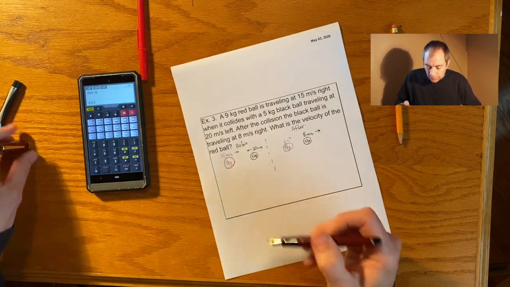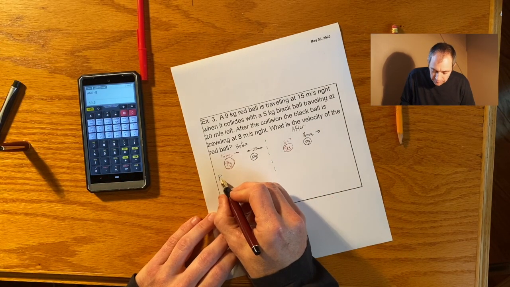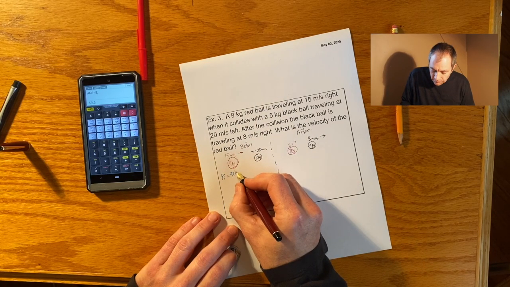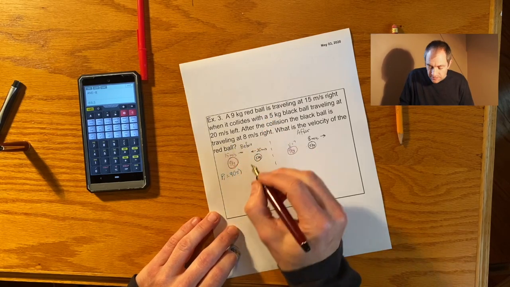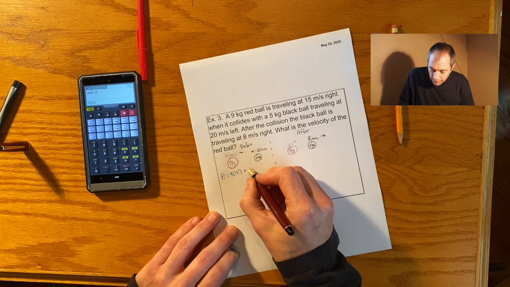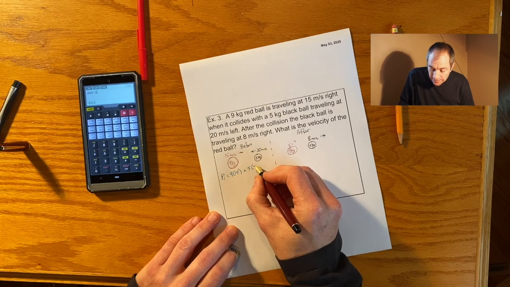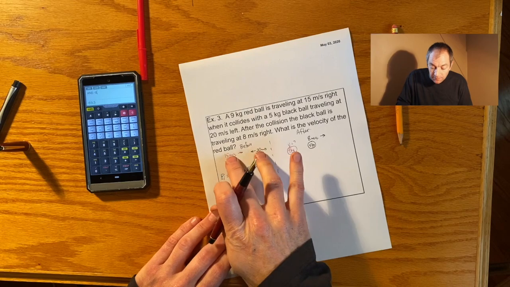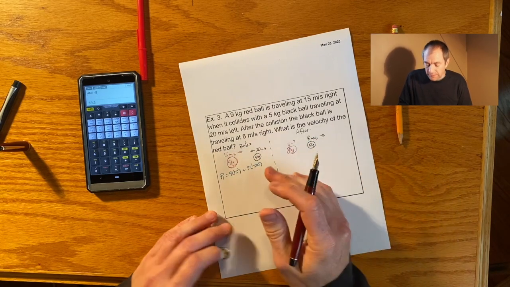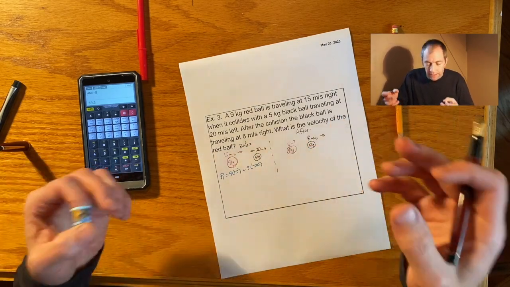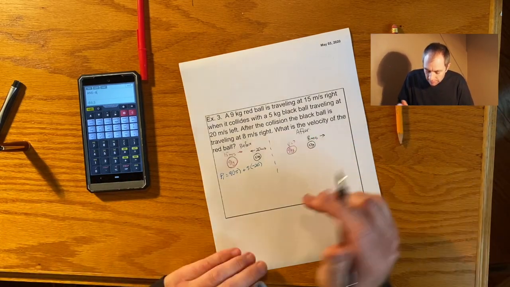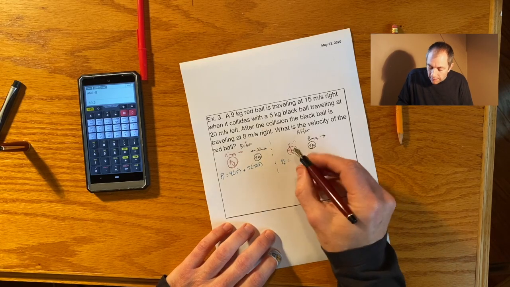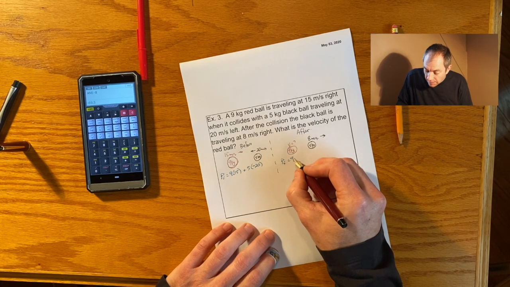So P initial, we've got m times v, and this is important. This is where the mistakes are going to be made. And here it's 5 times negative 20. And again, it's negative because it's going left. It has to be an opposite sign from the 15. There's nothing that says you can't make right negative and left positive, but I'm going to make this choice for this one. Okay, so P final is 9 times v.